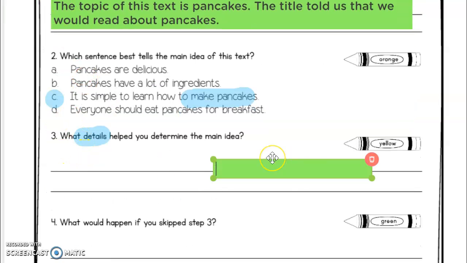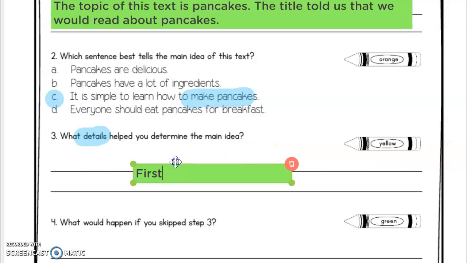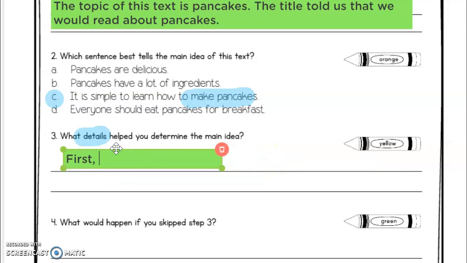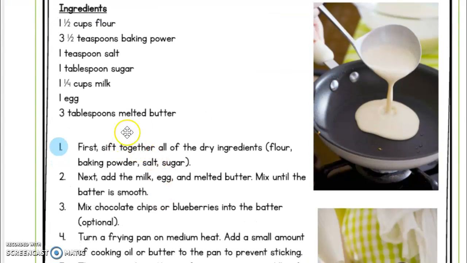First, comma, space, sift. I'm going to have to go back to see it again. Sift together all of the dry ingredients.